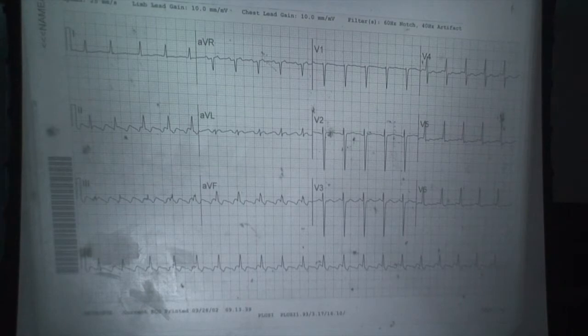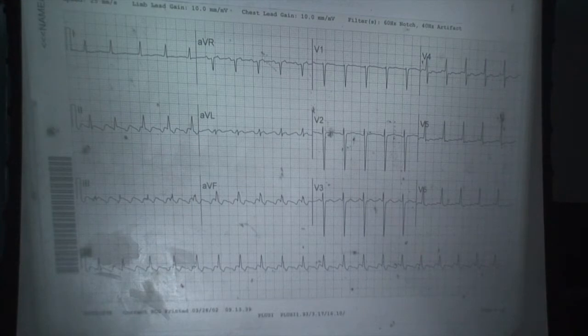It could possibly be 2-to-1 block. A flutter at 150 is about where that would be. Yes, it could be, and it is. Atrial flutter, 2-to-1 block. Anytime the rate is 130 to 160, you have to really think about atrial flutter with 2-to-1 block, if it's regular.